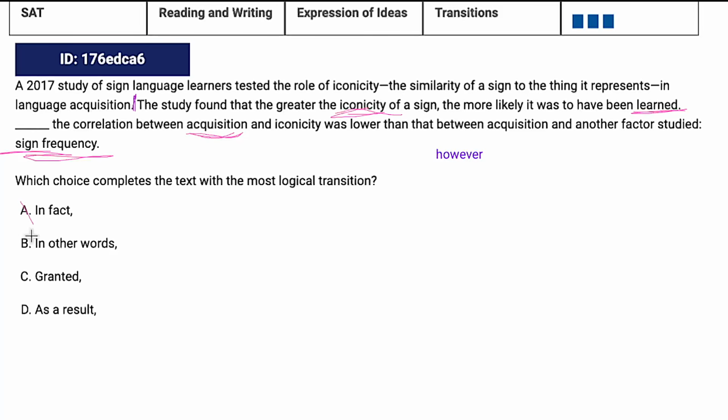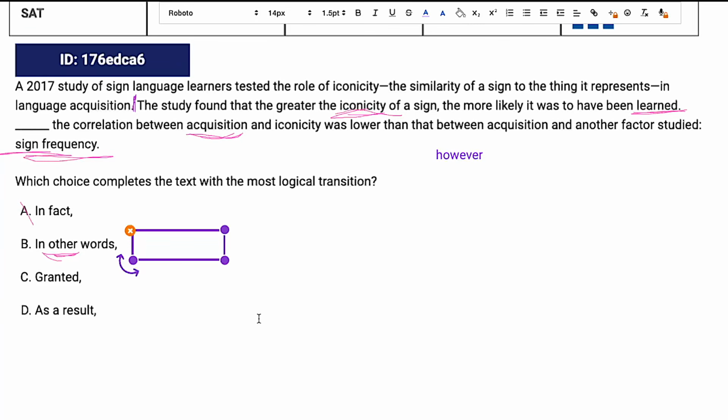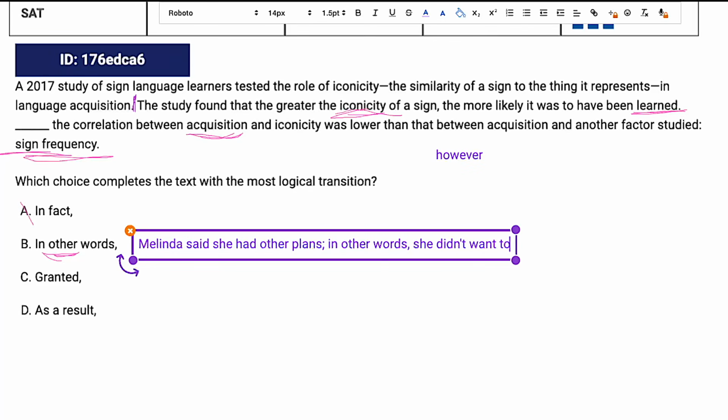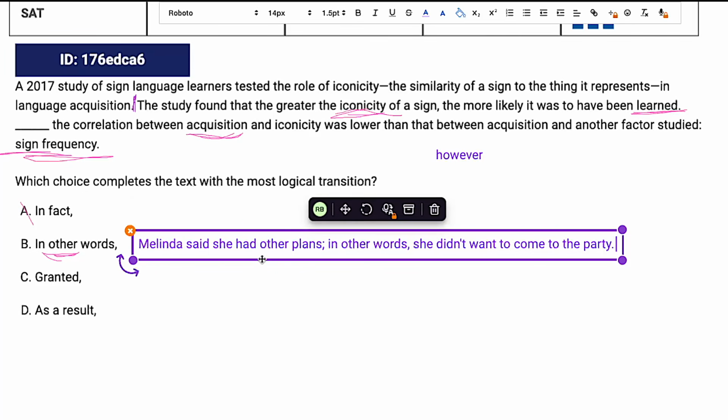Because of other words. But actually, in other words is a way of explaining something in more detail, or at least in a different way to help somebody understand. Like if I said something like, Melinda said she had other plans. In other words, she didn't want to come to the party. So I'm sort of implying that when she says she has other plans, she doesn't necessarily actually have other plans. That's just what she tends to say when she doesn't want to attend something, right? So that would be, in other words, so that's not going to work.